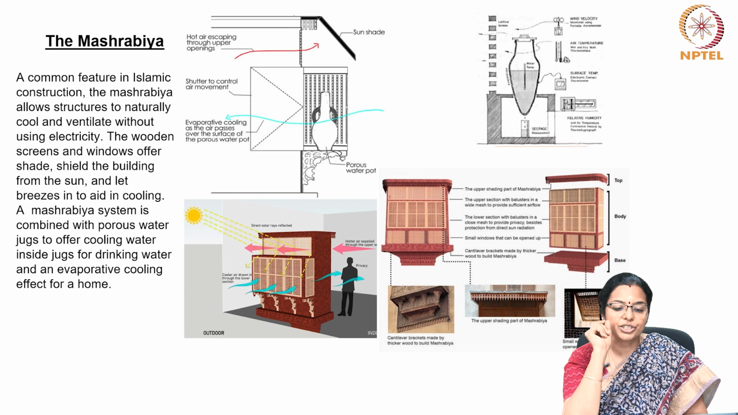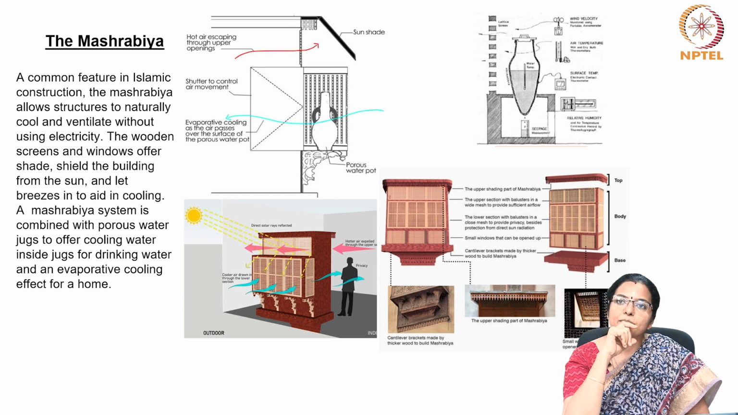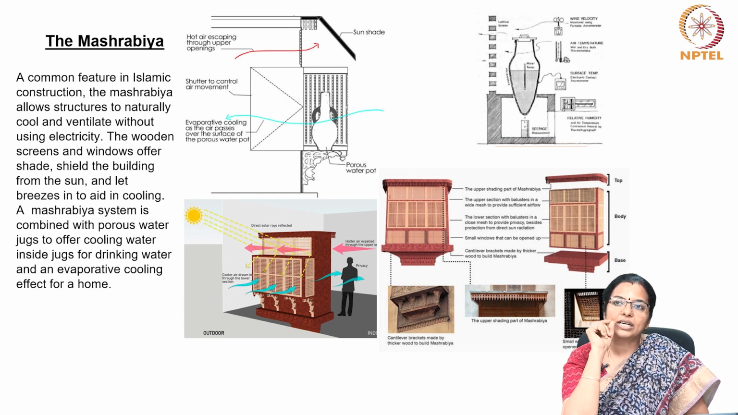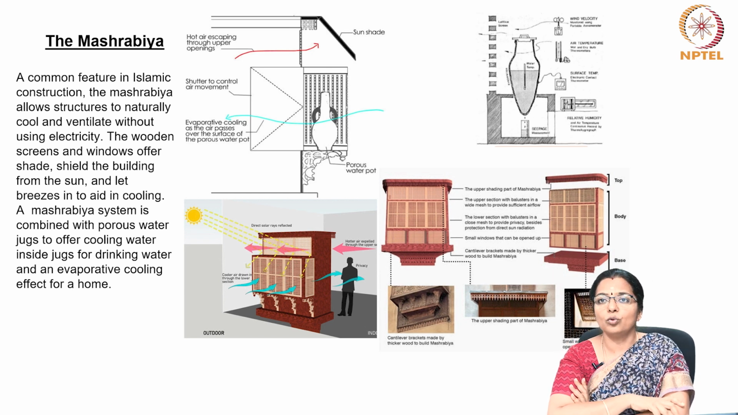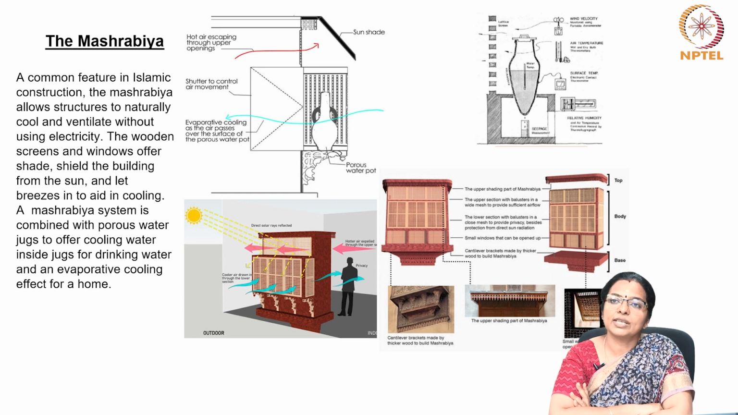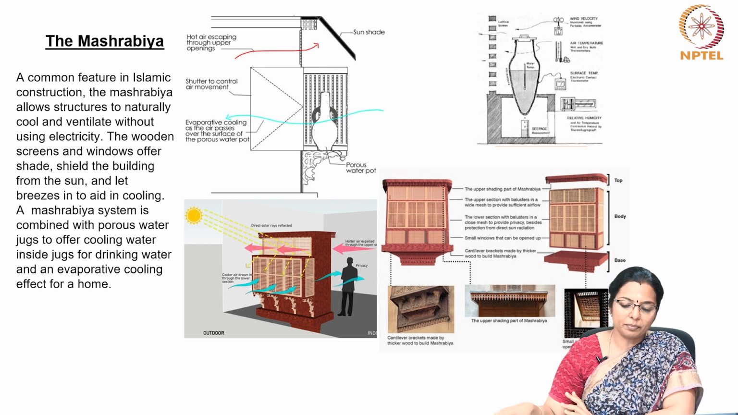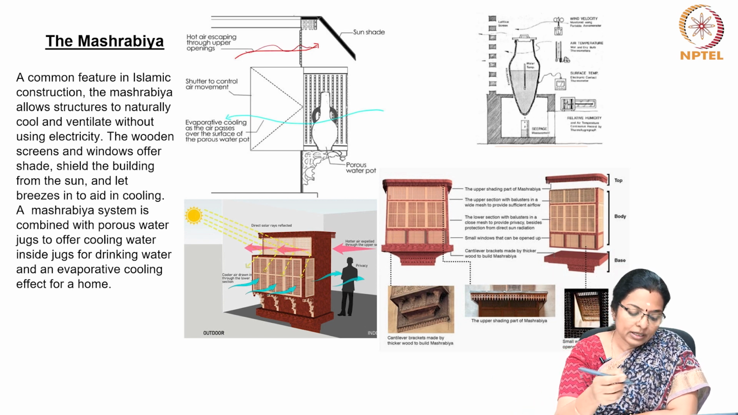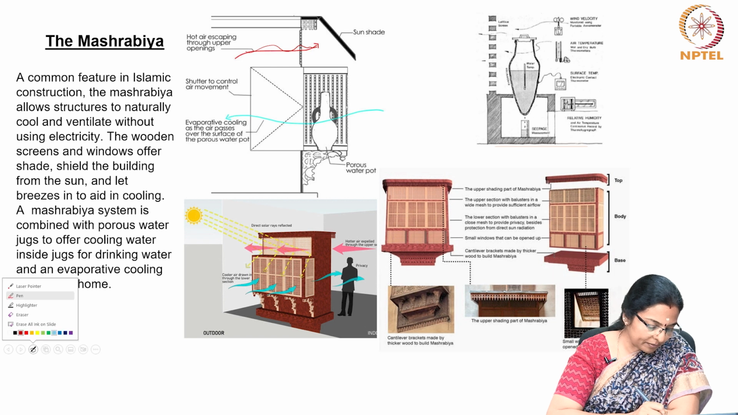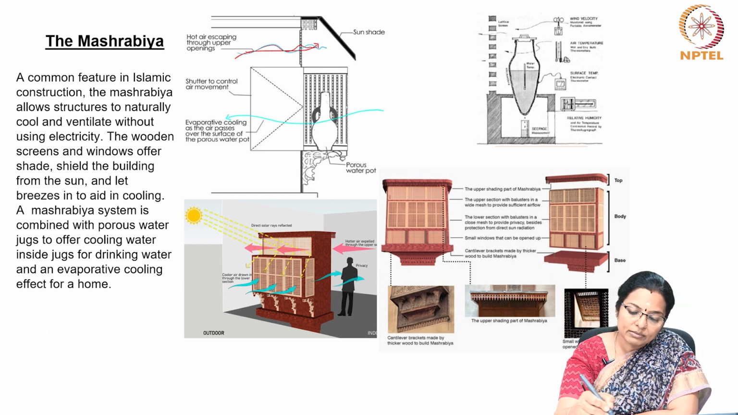First is the Mashrabiya. This has been a common feature in Islamic construction. The Mashrabiya allows structures to naturally cool and ventilate without using electricity. The wooden screens and windows offer shade, and they shield the building from the sun and let the breeze help in cooling the building. So a Mashrabiya comprises an opening which allows the breeze inside. So the breeze comes inside.